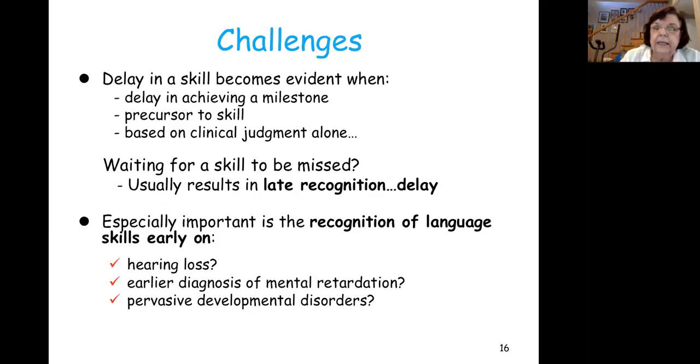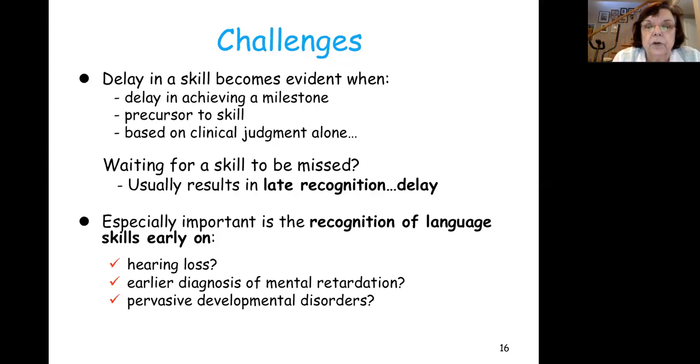So the challenge is, particularly if we wait for the delay in a skill to become evident, it might delay other milestones. It might be a precursor to various other skills, and it might be based on just clinical judgment. So this universal screening is highly desirable. If we wait for a skill to be missed, it usually results in very late recognition and then delay of intervention for children. Especially important is this recommendation of language skills early on.